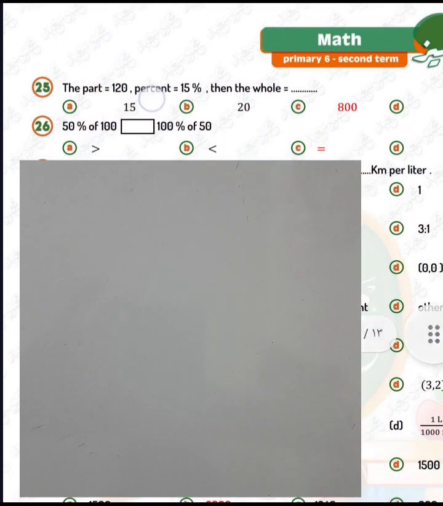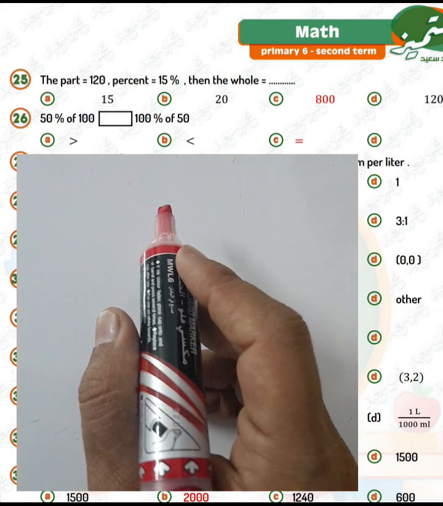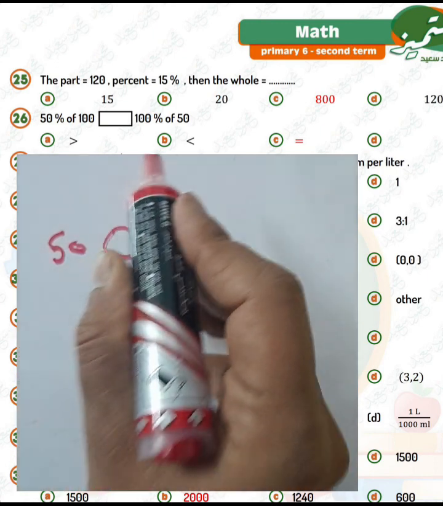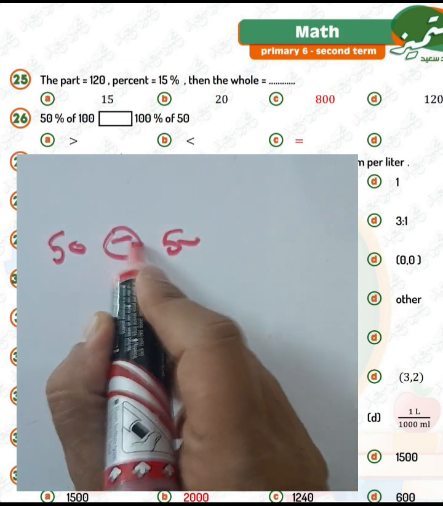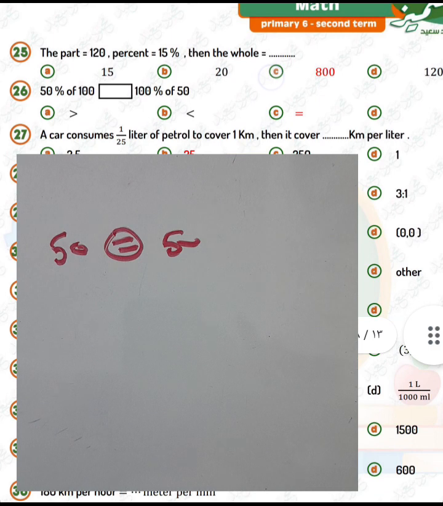Question 26. 50% of 100 or 100% of 50. 50% meaning the half. Half of 100 it will be 50. And 100% of 50 it will be 1 times 50. It will be 50. So it will be equivalent. Okay, write equal to.